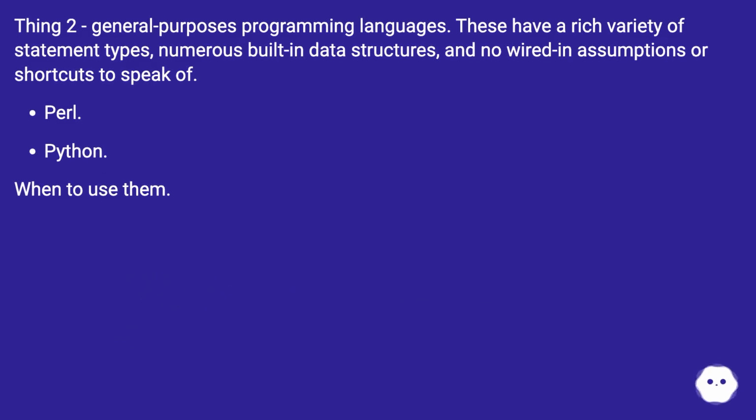Thing 2, general purpose programming languages. These have a rich variety of statement types, numerous built-in data structures, and no wired-in assumptions or shortcuts to speak of. Perl, Python. When to use them?